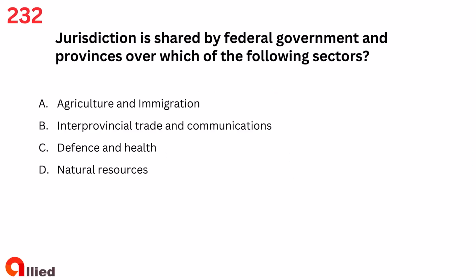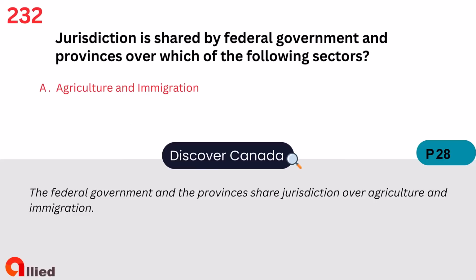Question 232. Jurisdiction is shared by federal government and provinces over which of the following sectors? A. Agriculture and immigration. B. Interprovincial trade and communications. C. Defense and health. D. Natural resources. The answer is A. Agriculture and immigration.